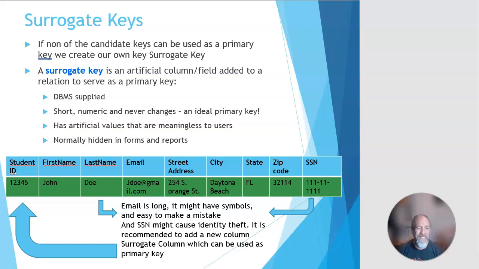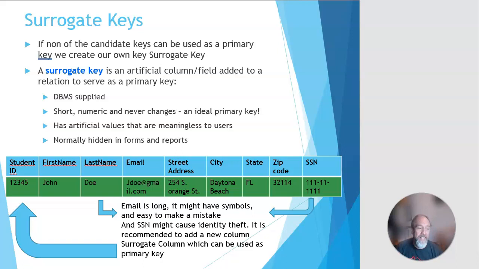Emails, people have really bizarre emails. And one of the things is that people change their email addresses. So using an email as a primary key, that's kind of a mess, especially if the person wants to change their email address. Social security number, don't use your social security number for anything if you don't have to.